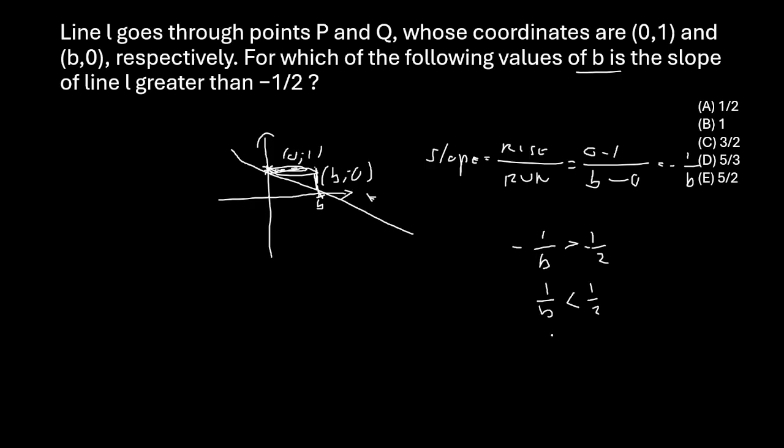We can just multiply with the denominators, but it's easy to see that if b is a number higher than 2, let's say 3, then 1 over 3 is less than 1 over 2. So b has to be greater than 2. And now we just look at our answers. 1 over 2 is not greater than 2, 1 not, 3 over 2 not, 5 over 3 again not, and 5 over 2, that's 2 and a half, so that would be greater than 2. And that's our answer.